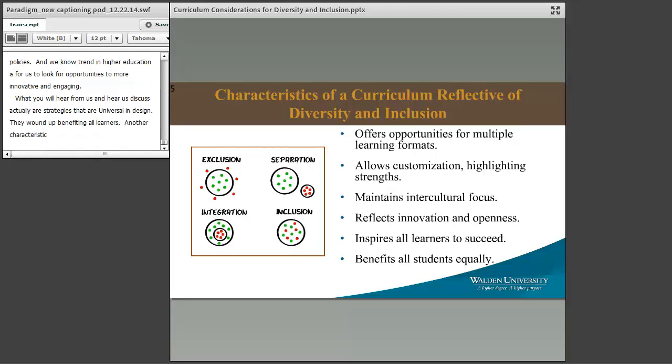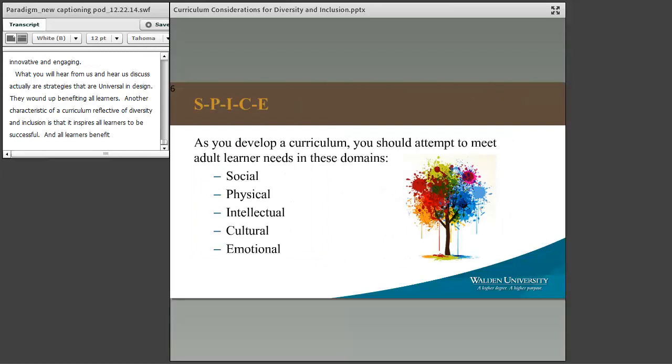Another characteristic of a curriculum reflective of diversity and inclusion is that it inspires all learners to be successful, and all learners benefit equally. So as you develop a curriculum, there are 5 areas that we have offered to you as areas you need to be concerned about your learners' needs, and that is in the social domain, physical domain, intellectual, cultural, and emotional domains.